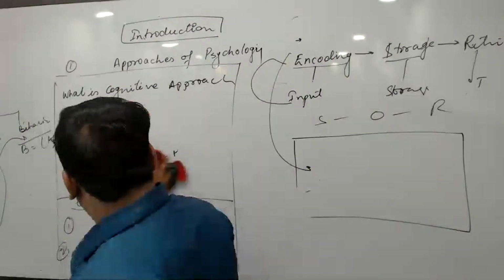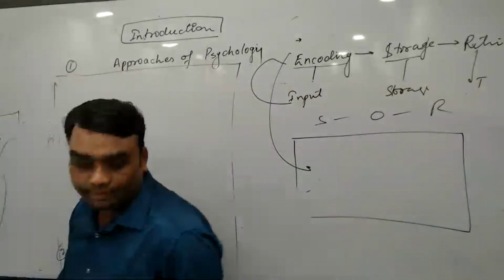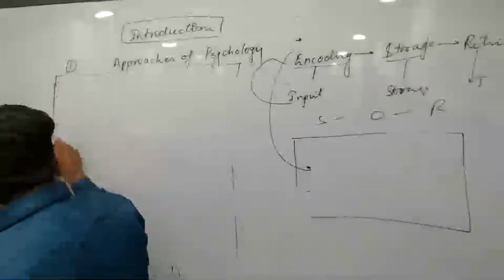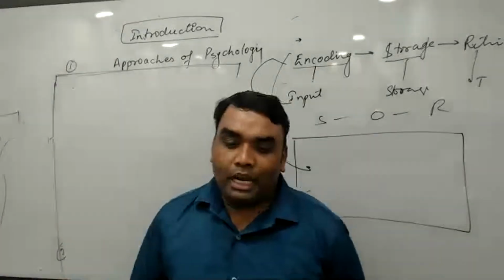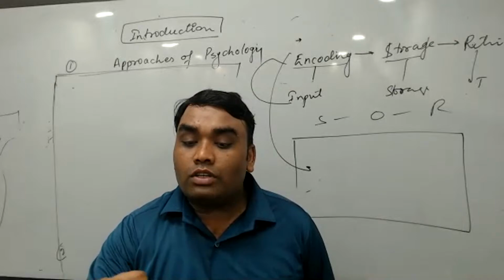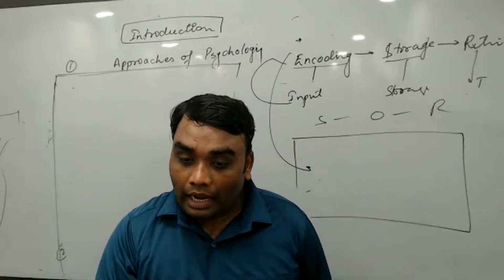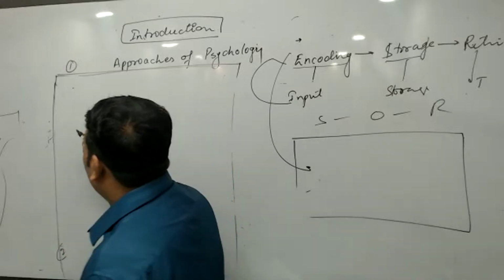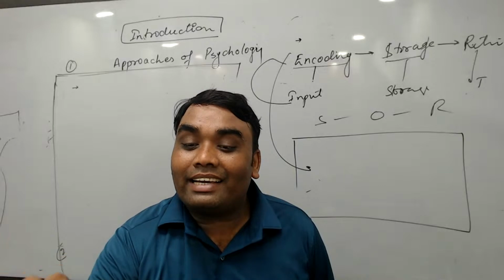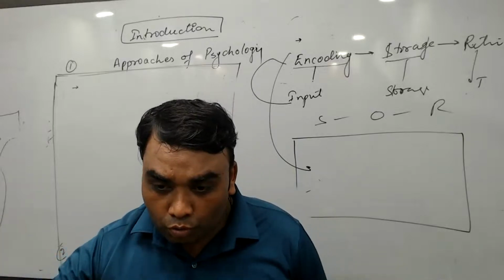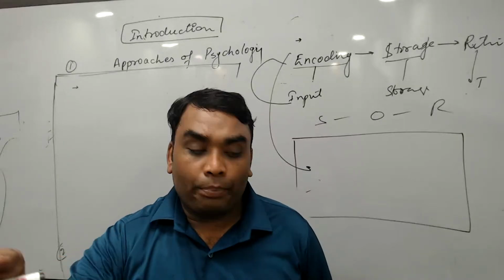So I'll elaborate on how structuralism. This is your answer copy, I will write. Structuralism. You can write first: structuralism was the first approach of psychology, which was started by Wilhelm Wundt in Germany. Now what is its meaning? This approach mainly studied the structure of consciousness, which is a source to know human behavior. I'll repeat: the structure of consciousness is a source to know human behavior.